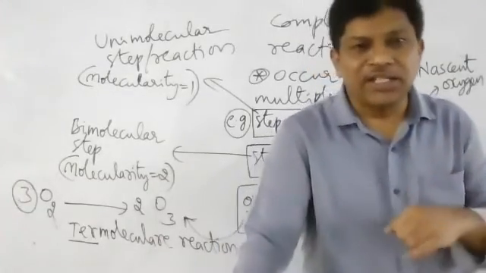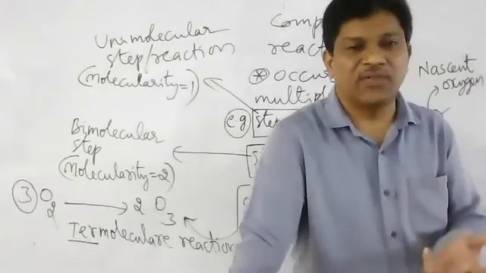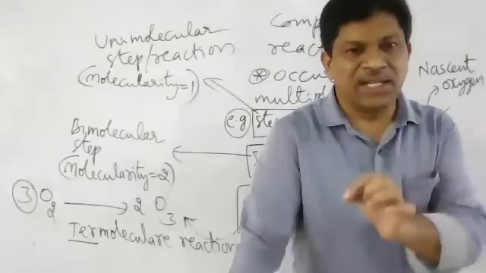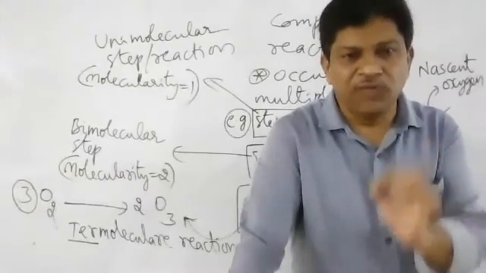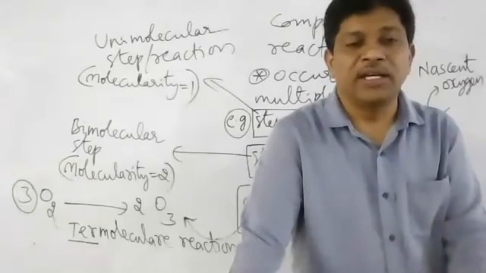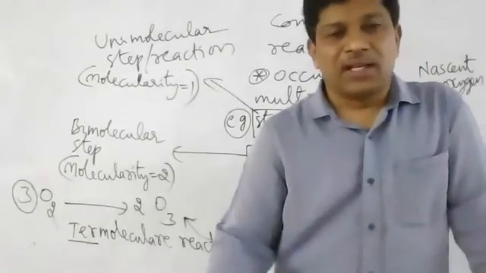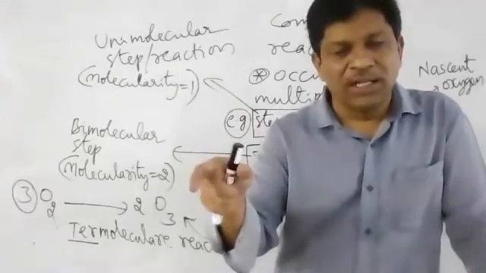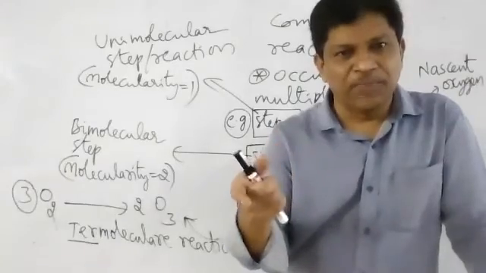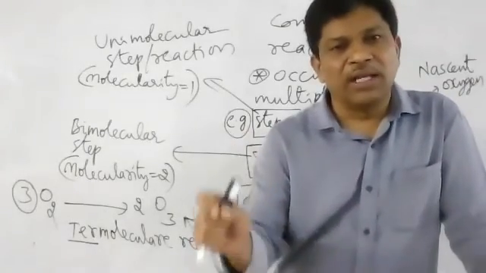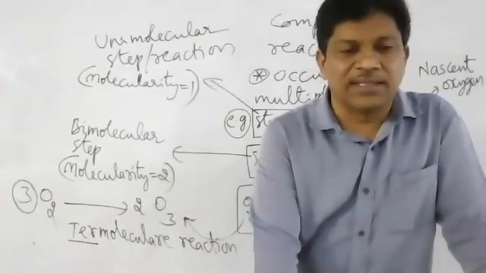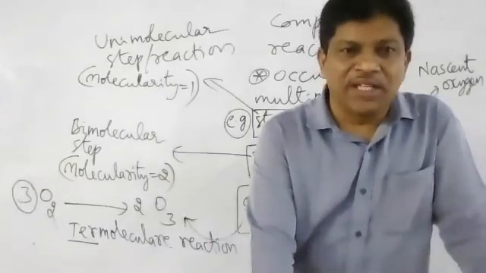Then what is the instantaneous rate of reaction? If the time interval T2 minus T1, final time minus initial time, is infinitesimally small, very small, in that case we use the instantaneous rate. Instantaneous rate means the rate of a reaction measured over a small, infinitesimally small interval of time. And what is average rate of reaction?